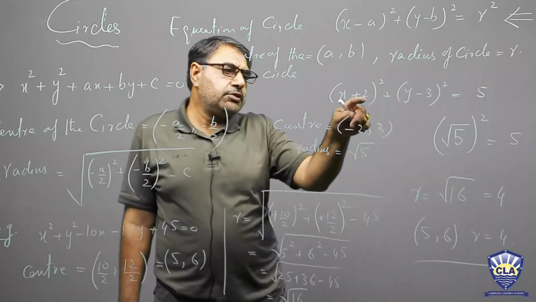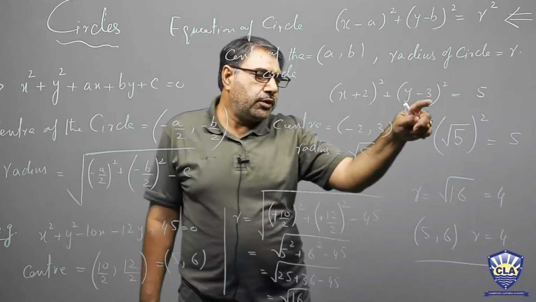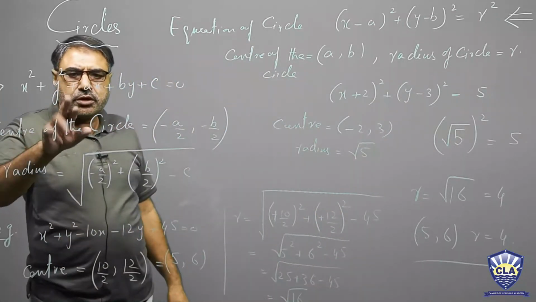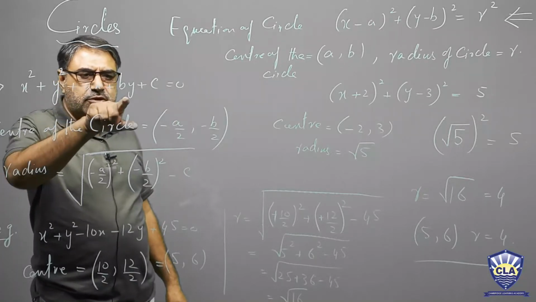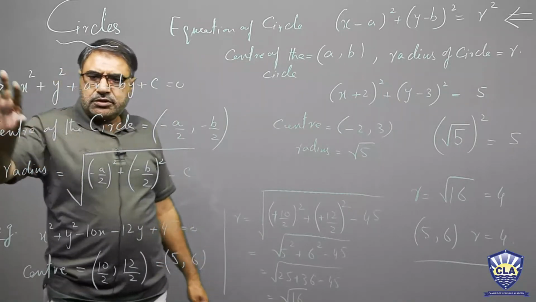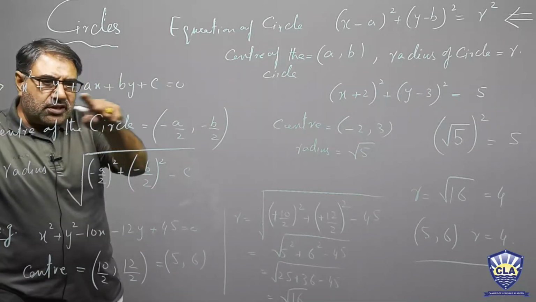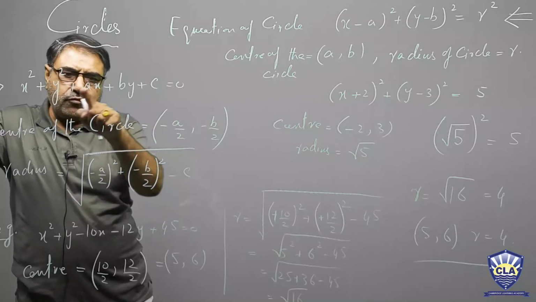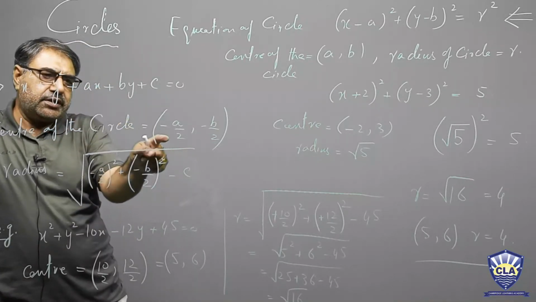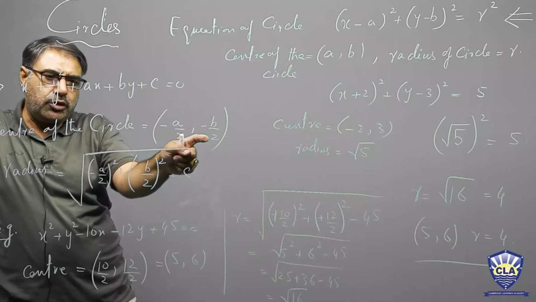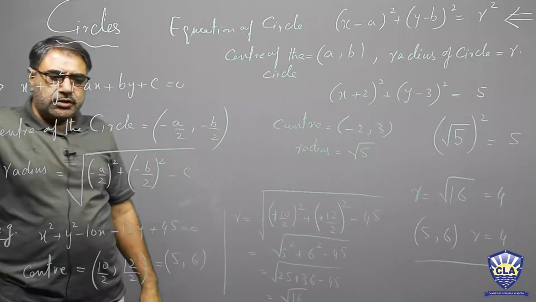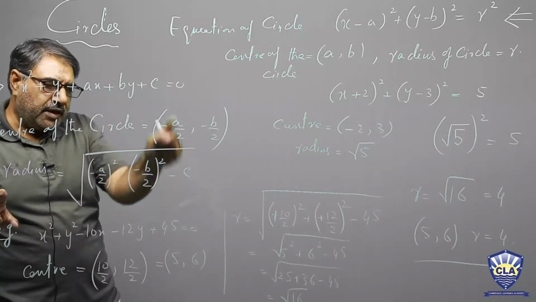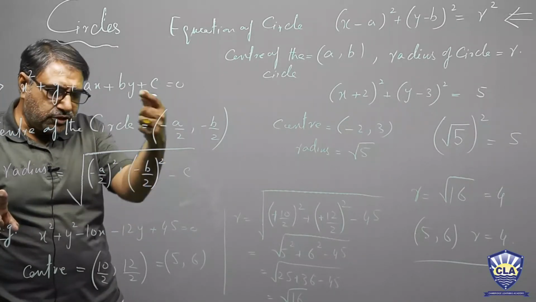Center of the circle is, change the sign, minus 2 and 3. If the equation of circle is given in this form, x square plus y square plus ax plus by plus c, it is the general form. All the signs are positive. Take all the negative signs over here. For the center, minus a over 2, minus b over 2. And for the radius, again, (minus a over 2) whole square, (minus b over 2) whole square, minus c. All the signs are changed.